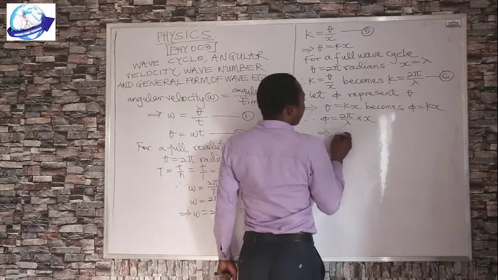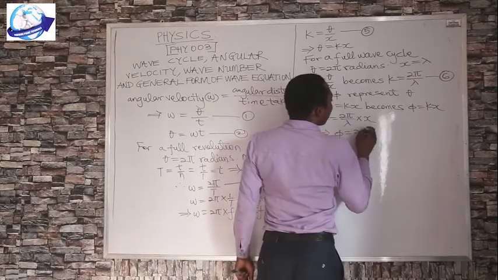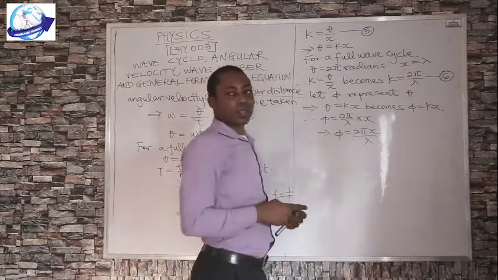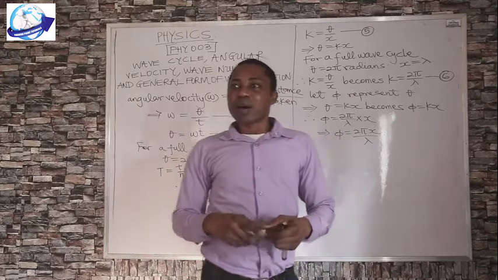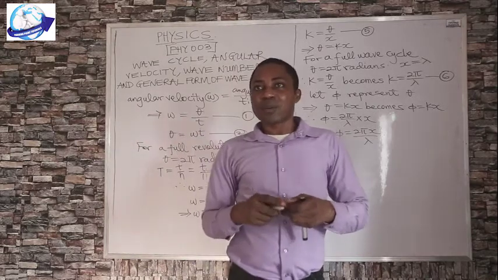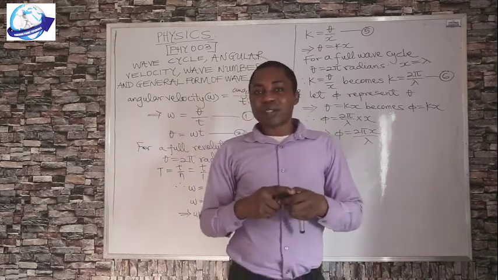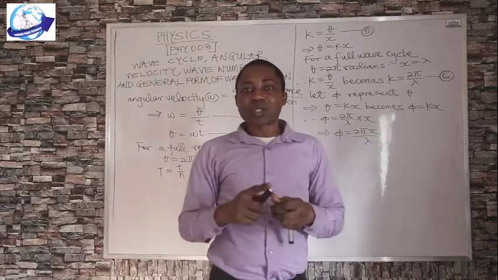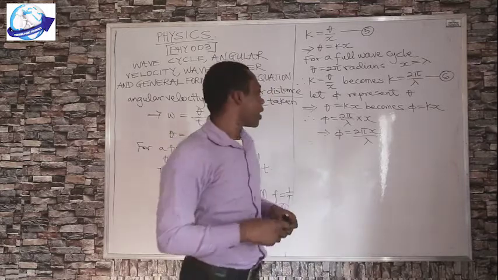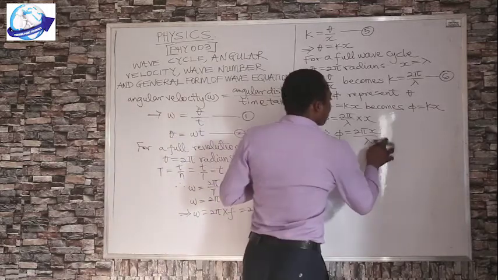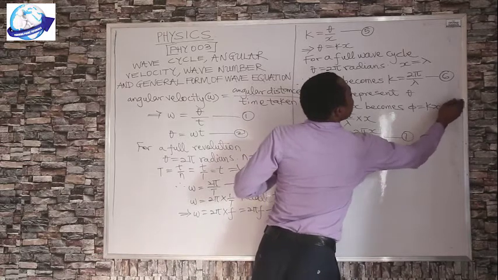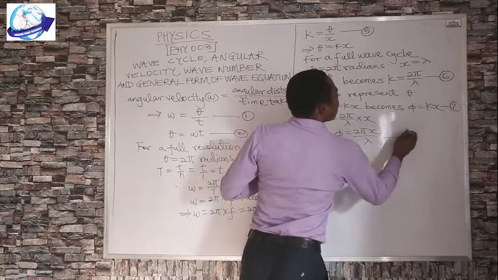Hence we say that phi is equal to 2 pi x all over lambda. This gives us the value for the phase angle, which is phi equals kx, the same as phi equals 2 pi x all over lambda. Let's call this equation 7, and let this one be equation 8.